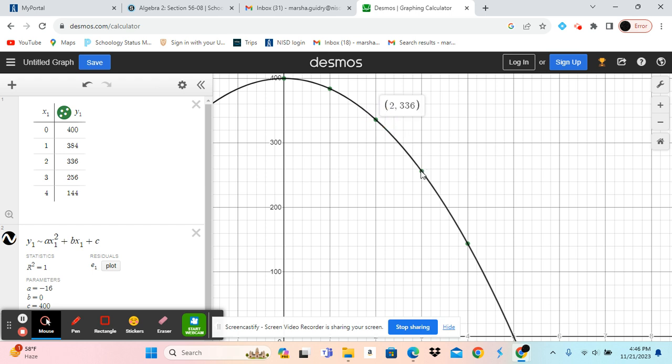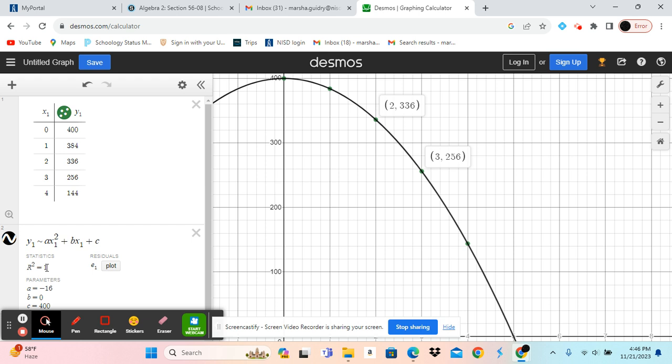After 3 seconds, it's at a height of 256 feet in the air, and so on. So the reason that I know that these points create a quadratic model is because when I typed it into Desmos, we got this R squared statistic, and your graphing calculator will give it to you also. The closer it is to 1, the better the line of fit.